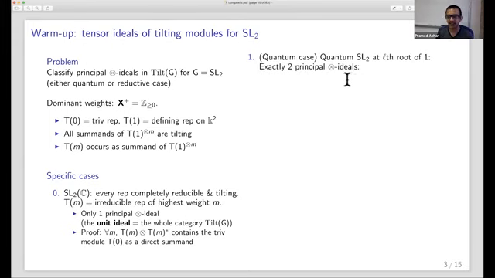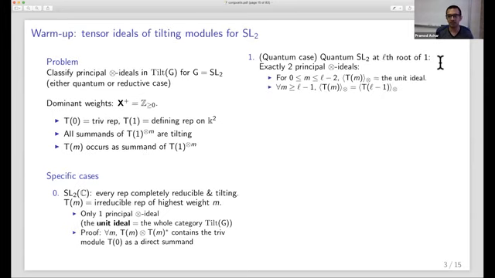The next case is quantum SL2 at an Lth root of unity. In this case, it turns out that there are exactly two principal ideals, and here's what they are. If you take a highest weight between 0 and L minus 2, then the tensor ideal that you generate is the entire category. So it's the unit ideal. And if you take any weight bigger than L minus 1, then all of those tilting modules generate the same tensor ideal. It's the unique principal tensor ideal other than the entire category.